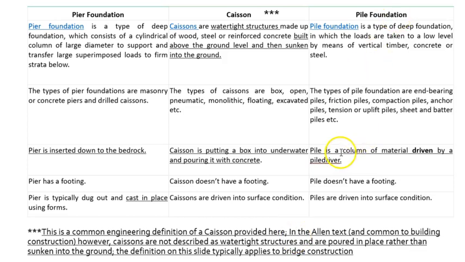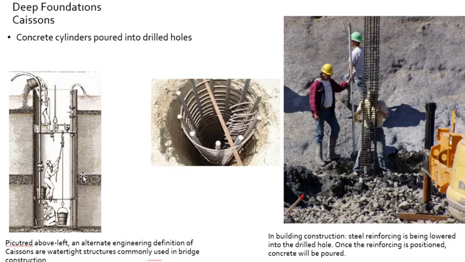And then piles here, so that's a column that is driven. So if there's a pile driver, something forces a pile down into the earth. So here we have driven, and here we have inserted. Okay, we'll move on and look at some specific images of each. All right, so starting with caissons.